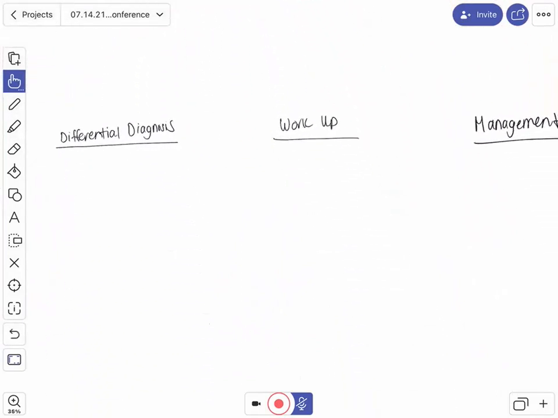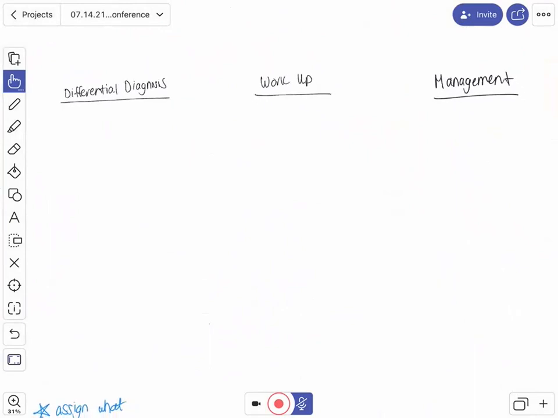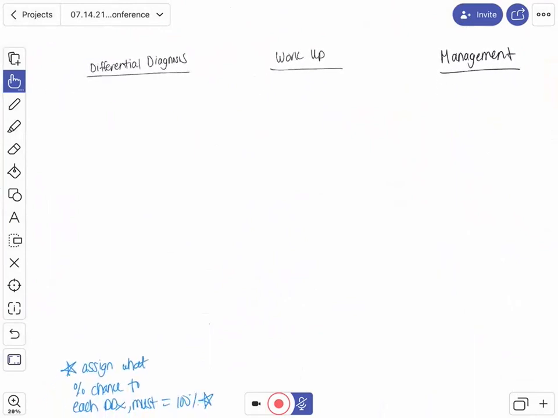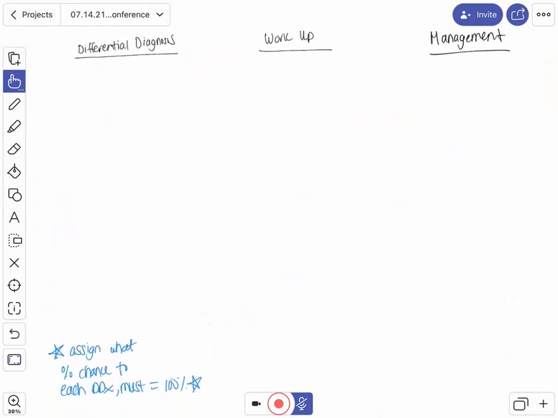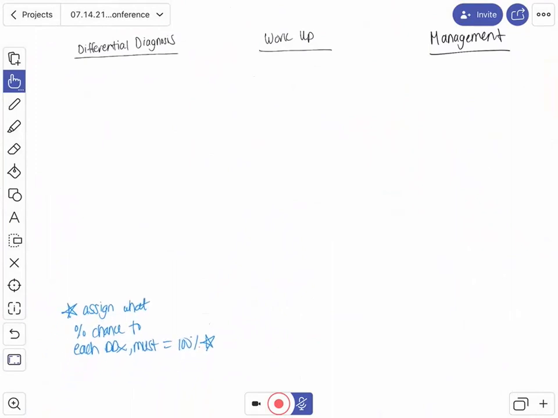And so now at your table, what I want you to do is come up with a differential diagnosis, any additional things you're going to order for workup, and what you're going to do now as the person who's transferring her to medicine. For your differential diagnosis, you can list as many things as you'd like, but I want you to assign a % chance of each diagnosis.